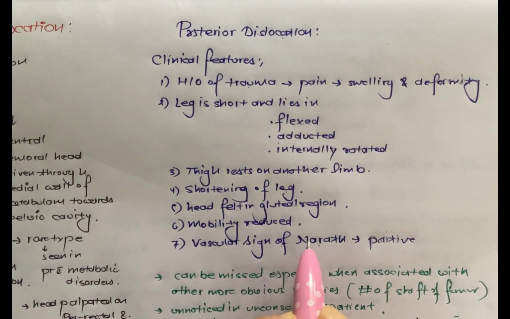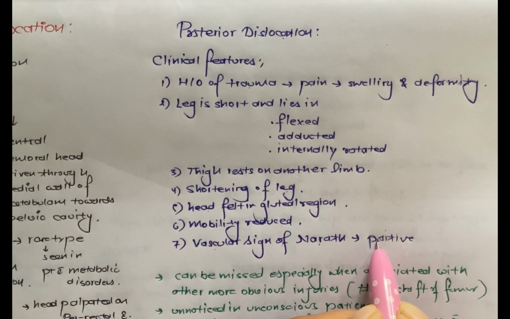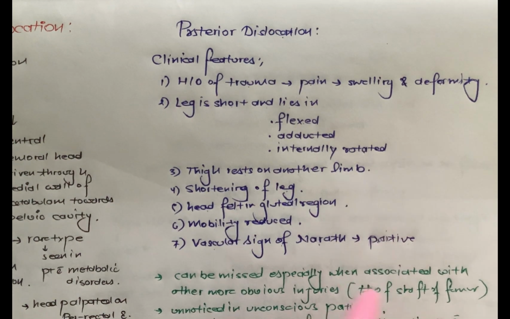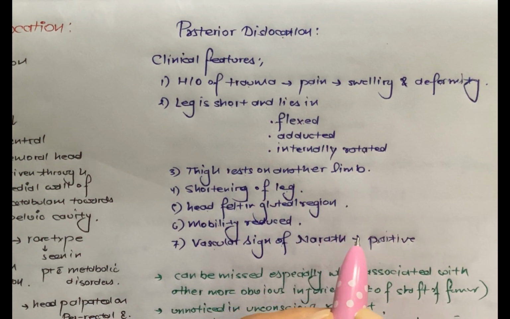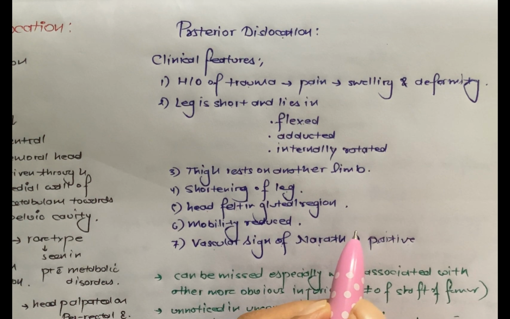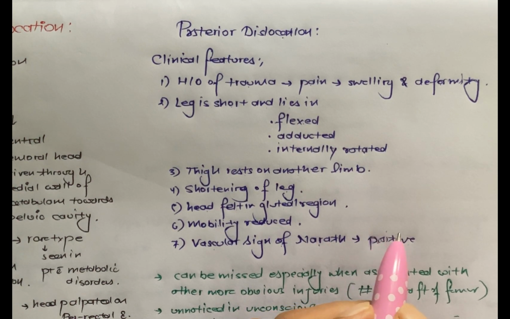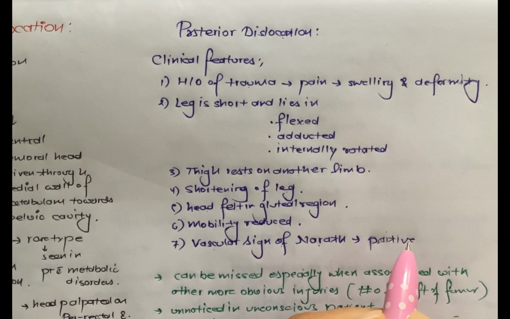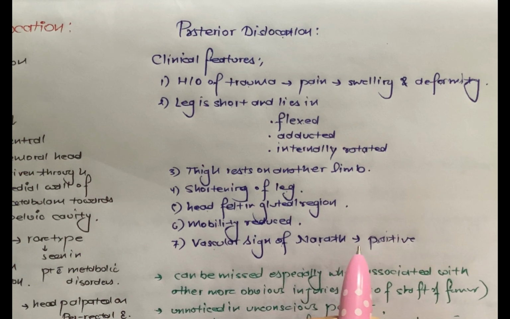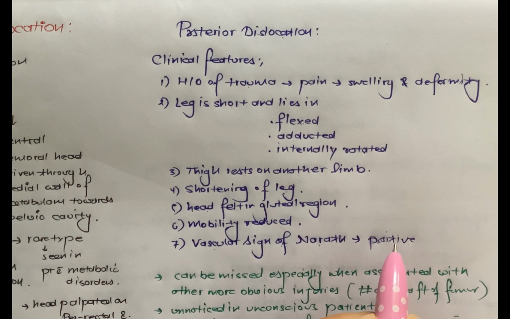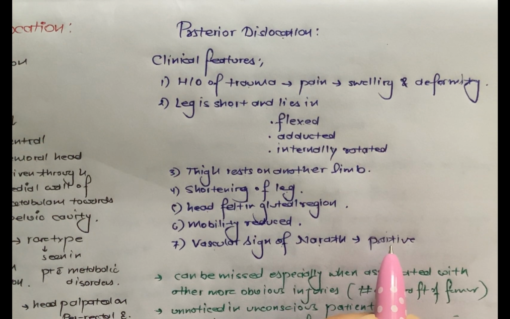The vascular sign of Narath is positive in the posterior dislocation of hip joint because, due to posterior dislocation, the head falls on the femoral artery and this causes feeble or absent femoral pulse, and if there is absent femoral pulse, this is known as vascular sign of Narath. So, the vascular sign of Narath is positive in posterior dislocation of hip.